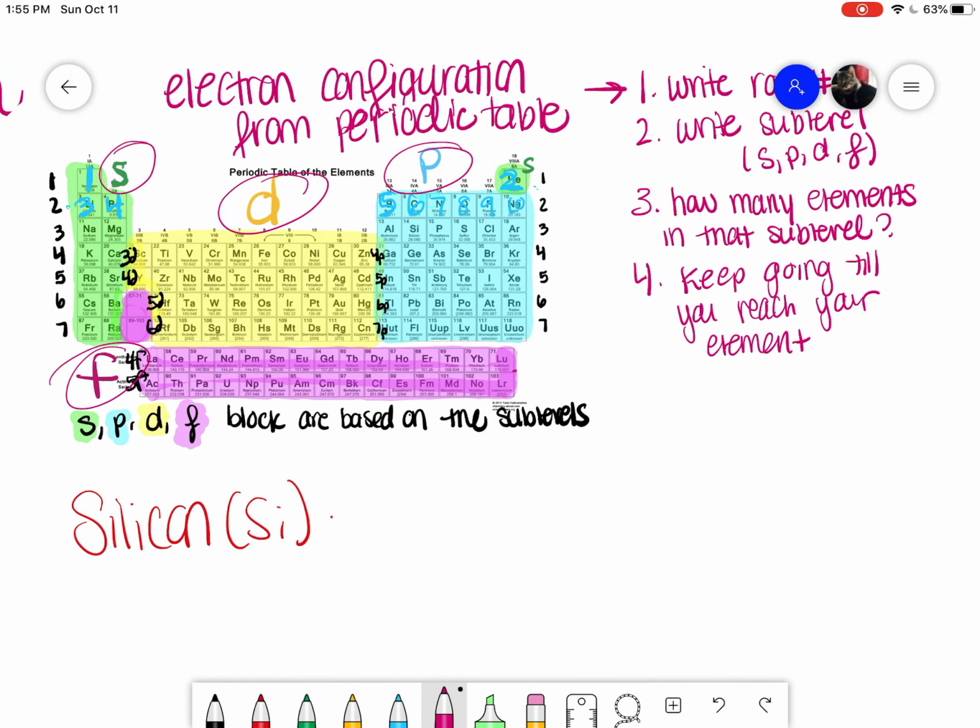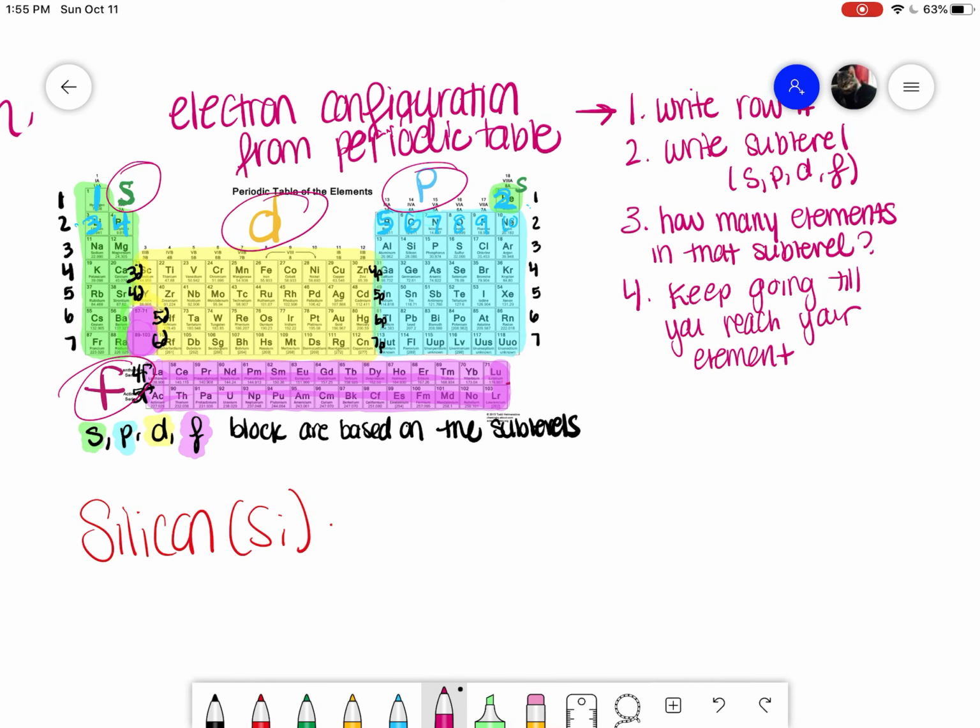And so when we're writing our electron configuration, we have to follow a few steps. So we're going to write the electron configuration for silicon. Your first step is you have to write every row number for the sublevels that you go through. What I mean by that is we're going to start at hydrogen up here. These are our row numbers. And so we are trying to get to silicon. We have to go through all of these elements and keep adding on electrons until we get to silicon.